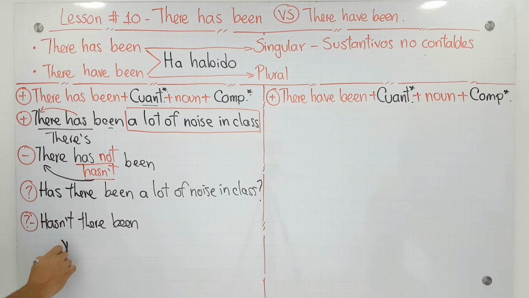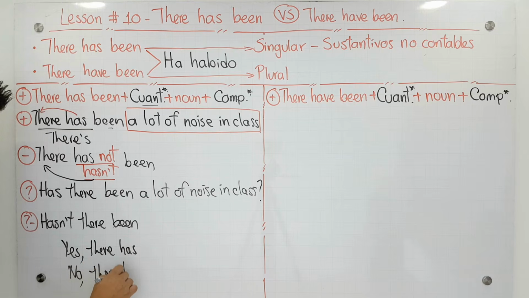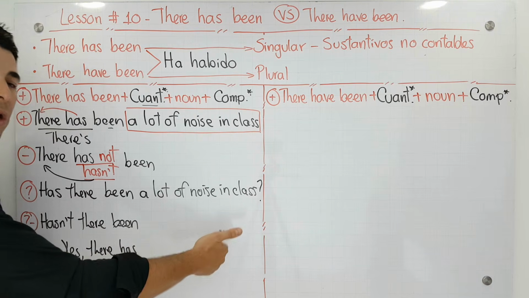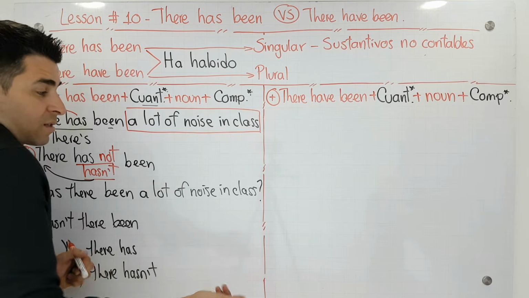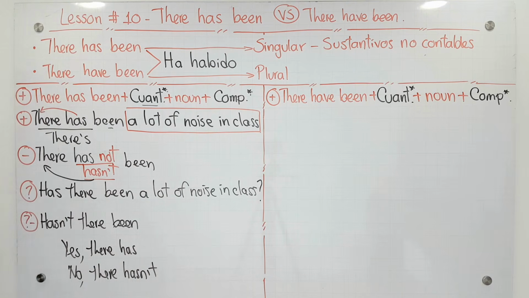And you guys have two options. You can say yes or you can say no. Yes, this would be correct. But if you want to add some more, you can just say something like this. Yes, there has. Or no, there hasn't. Estas serían opciones posibles de respuesta. Si la quieres más larga, simplemente ¿qué hay que hacer? Yes, there has been a lot of noise in class. Oh no, there hasn't been a lot of noise in class. You decide. Yes, it's up to you guys.